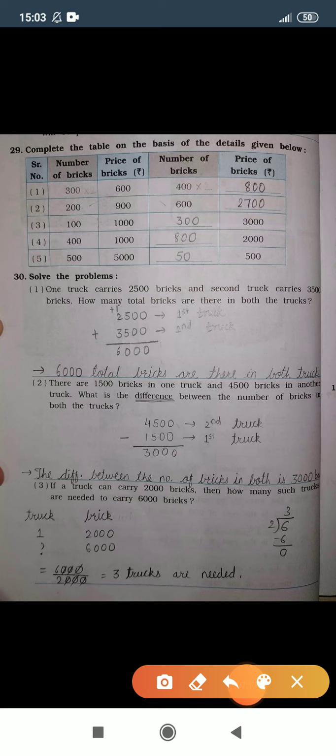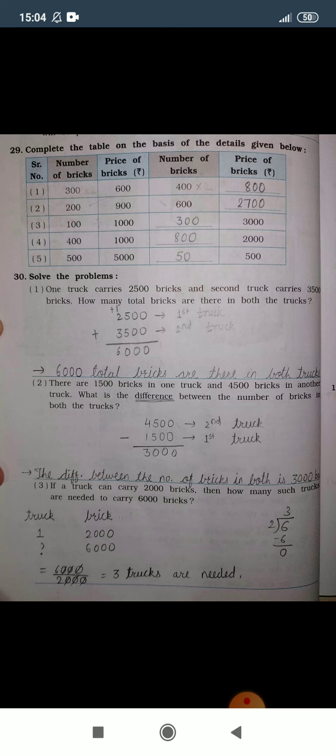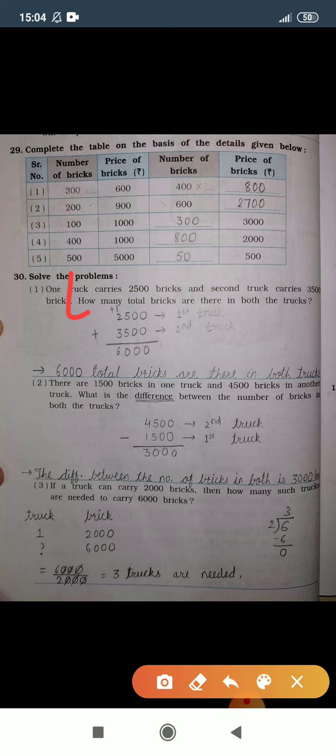Let's see question number 2. There are 1500 bricks in one truck and 4500 bricks in another truck. What is the difference? So everyone should know this. Difference means we need to subtract these two numbers between the number of bricks in both the trucks. Now let's subtract these numbers.